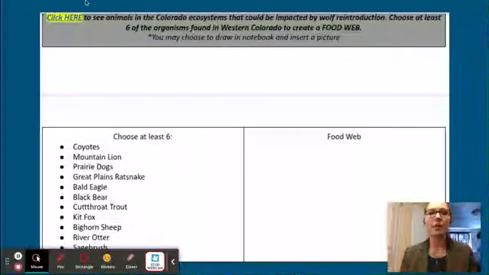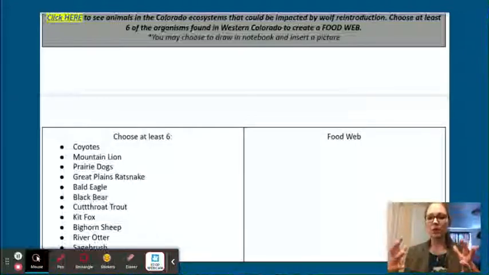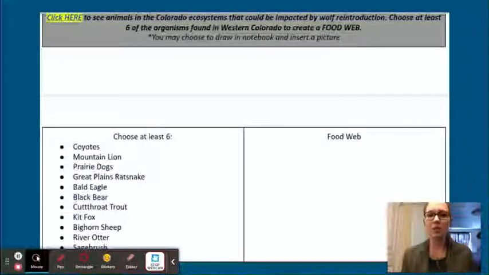So when you click there, you'll get to see a list of the members of Western Colorado ecosystems. And then you guys are going to build a food web showing the interactions of those 6 members of the ecosystem. And then you will submit a picture of your food web here. When you also click on here, it'll show you what eats what. So you need to use that information to build your food web like you guys did on a previous assignment.